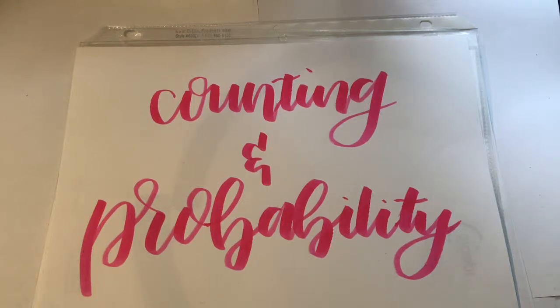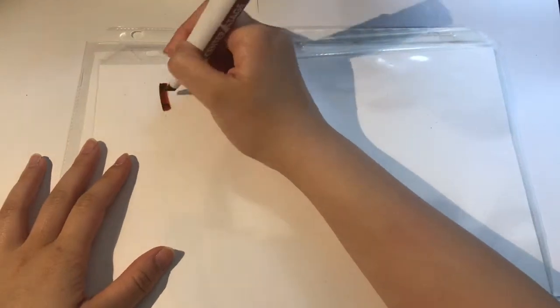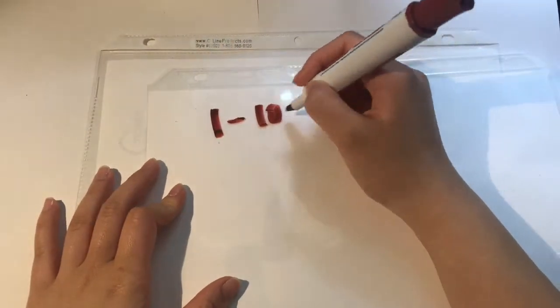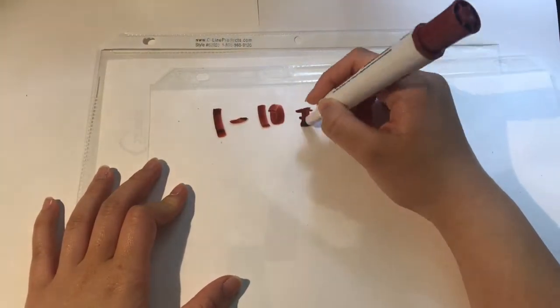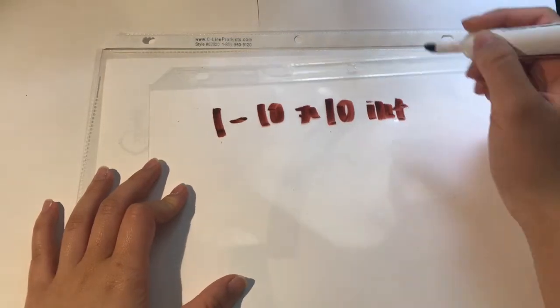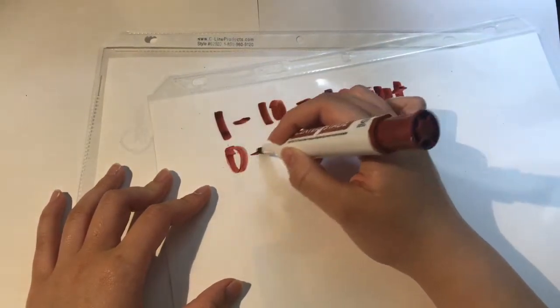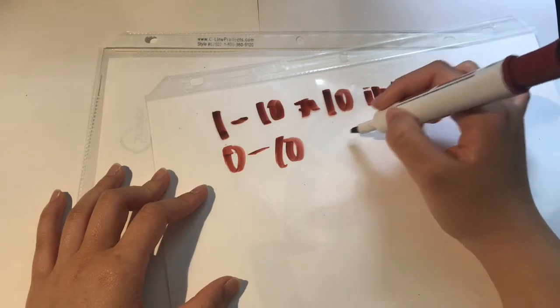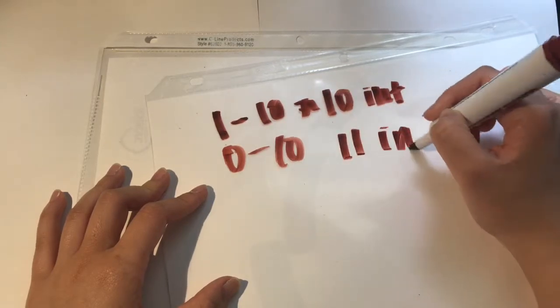Hello, this is Alicia and today we'll be covering some counting and probability, but before we move on, we will need to know some basics about numbers, such as how many integers there are, maybe between 1 through 10, which is 10 integers, or maybe between 0 to 10, that would be 11 integers.